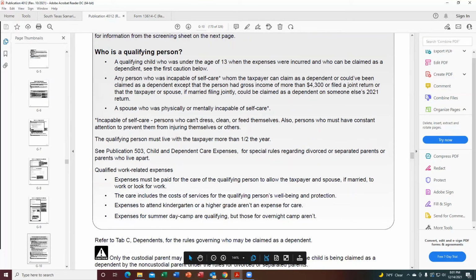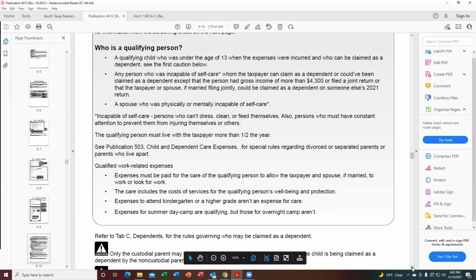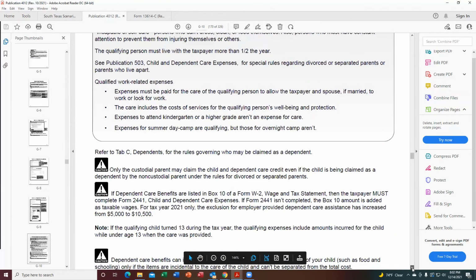So a child must be under the age of 13 when the expenses were incurred and be someone who can be claimed as a dependent. So again, we're talking about Melissa. How old is Melissa? Did we figure out? She's 11. Oh, yeah, 11. So she qualifies for the dependent care. So that is a big change.